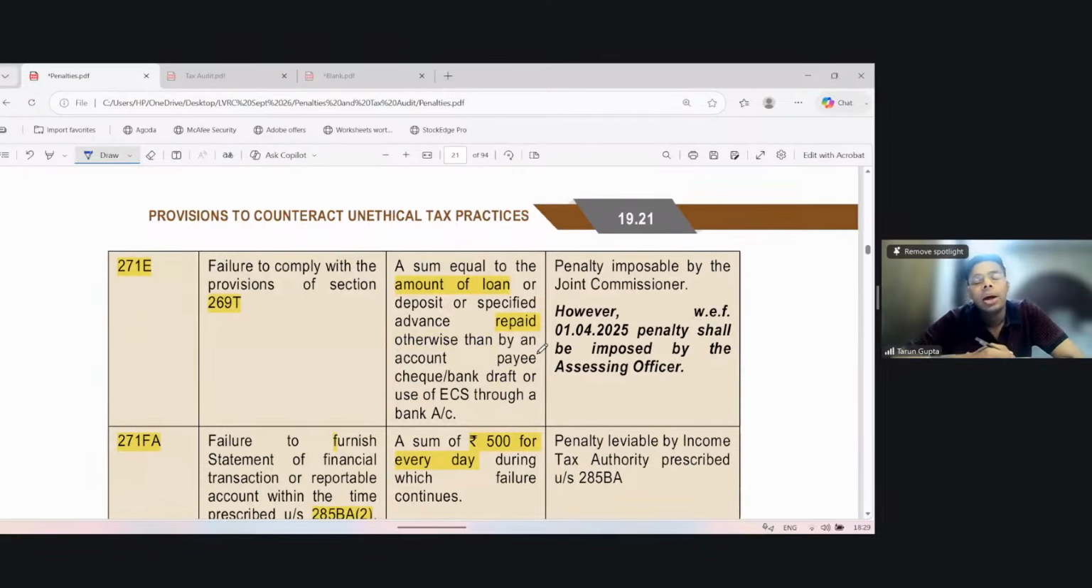271E. This is a penalty for non-compliance with the provision of 269T. In this case also, the amount of penalty shall be equal to the amount of loan or deposit specified advance repaid otherwise than through banking channel.